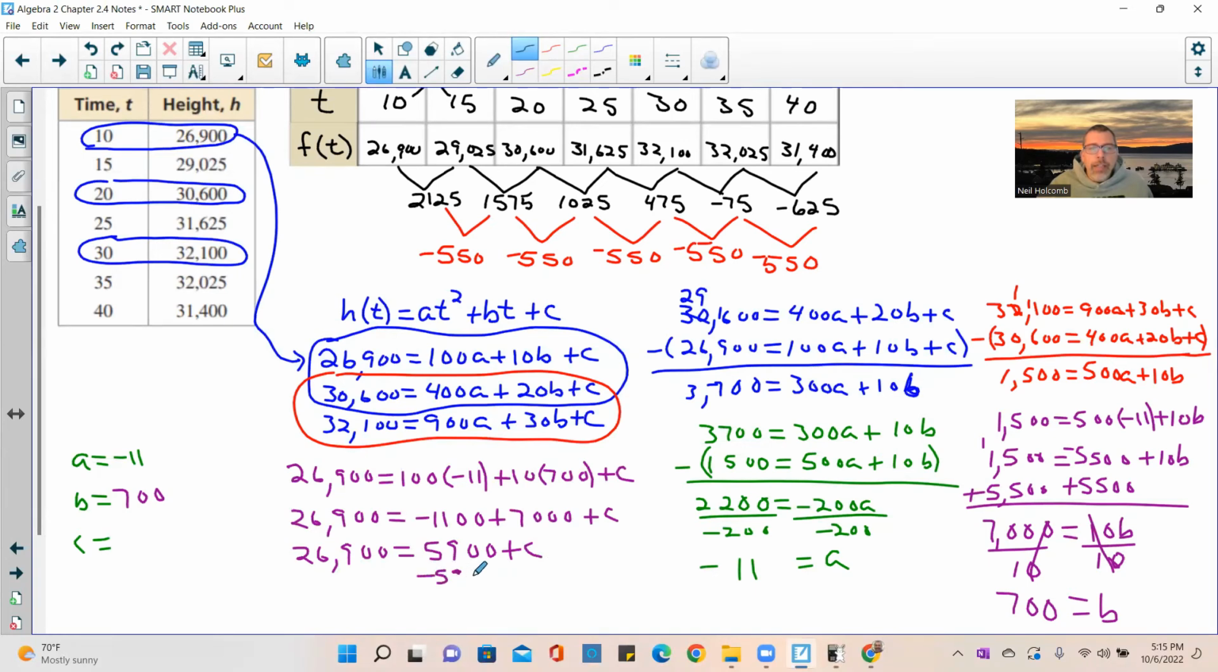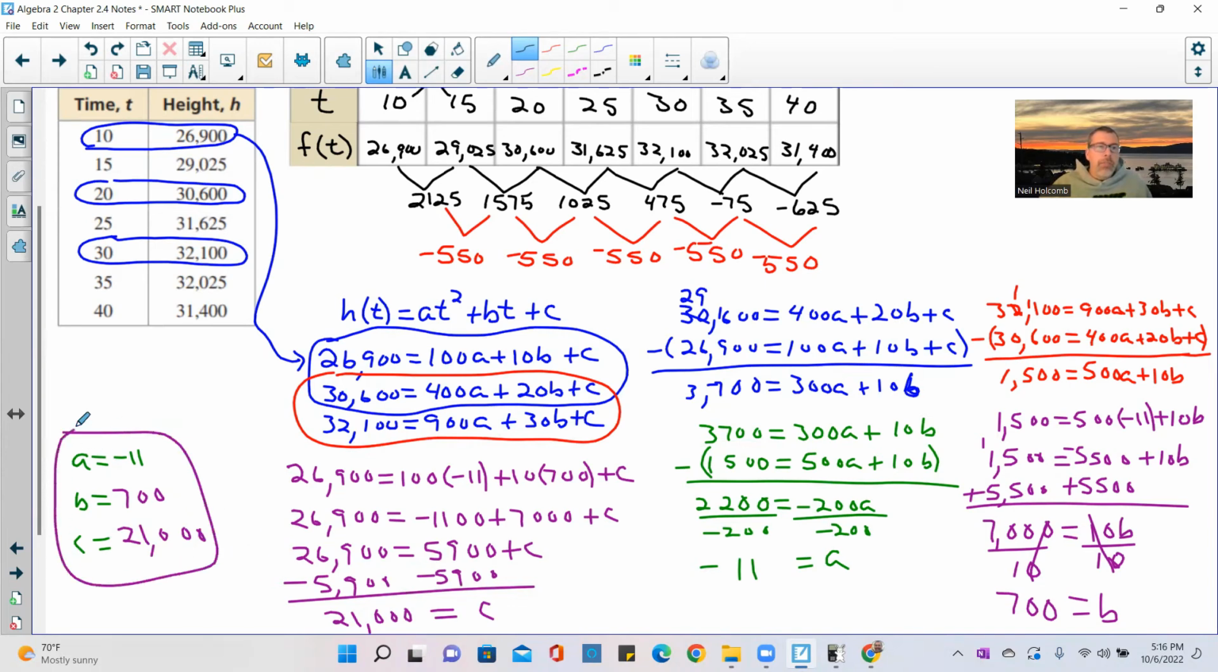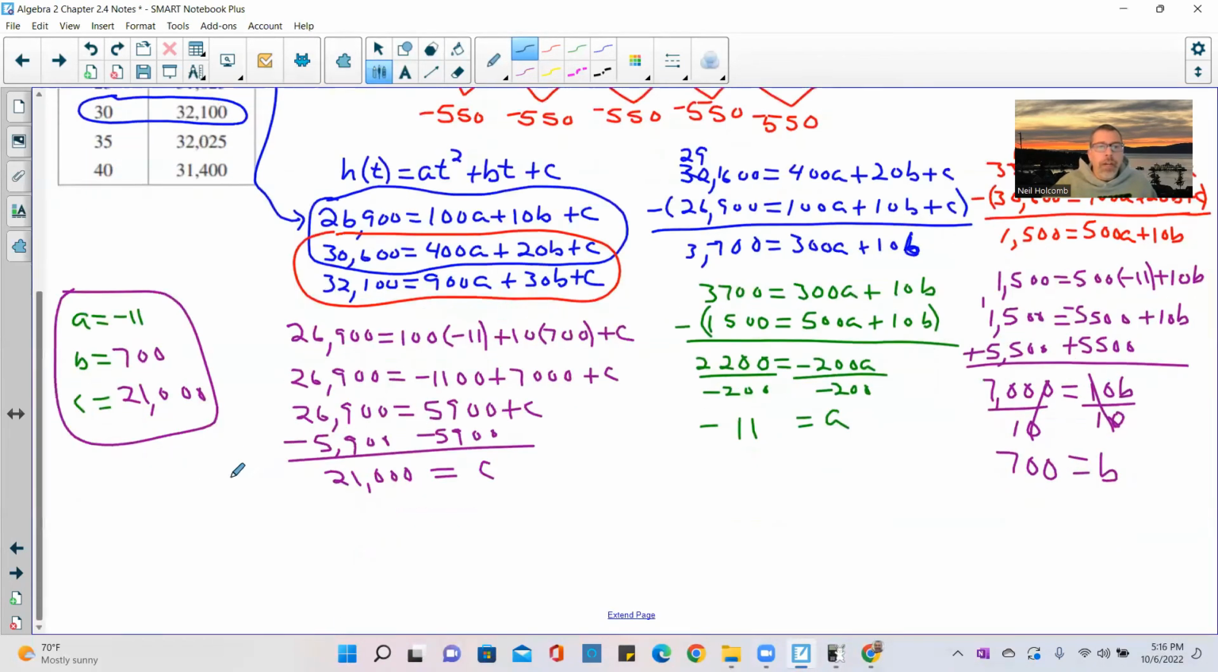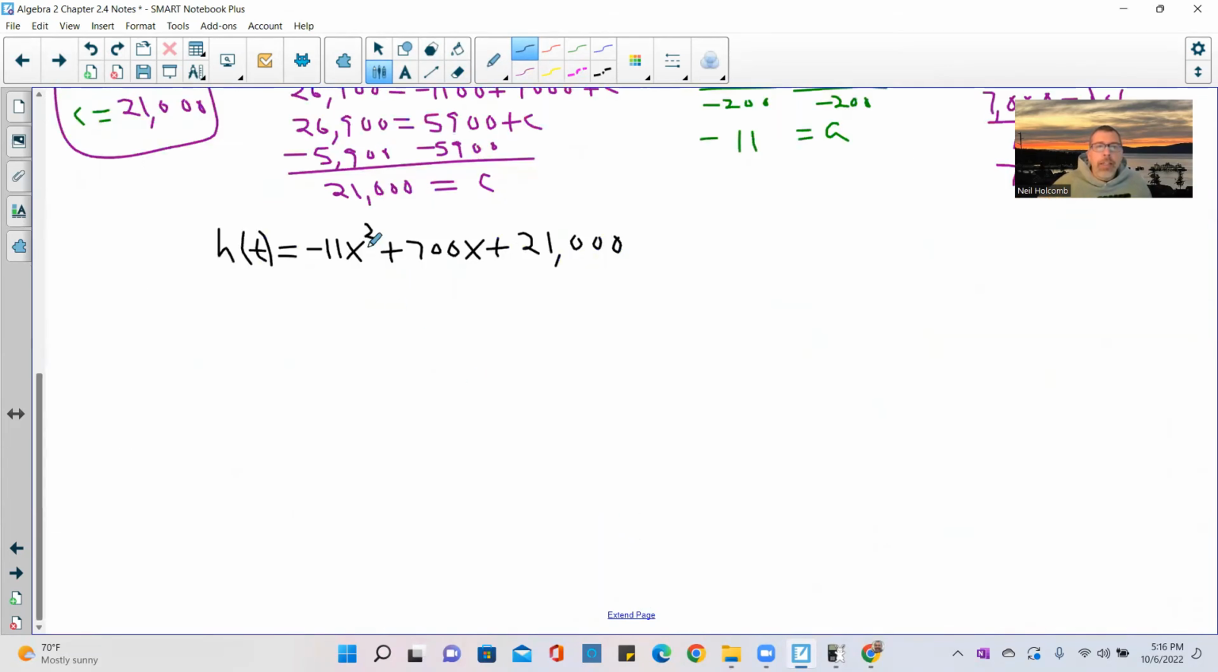Subtract 5,900 from both sides, and we get C equals 21,000. Okay, so these are our three values that make this system true. So we have found the equation of our quadratic. So then we say that h of t equals negative 11x squared plus 700x plus 21,000. Okay, so there is our equation that we're going to use.